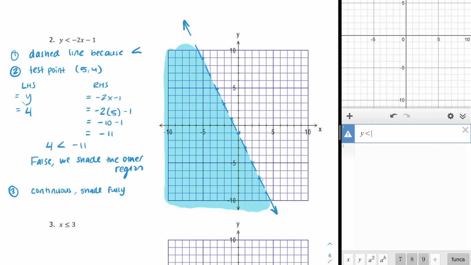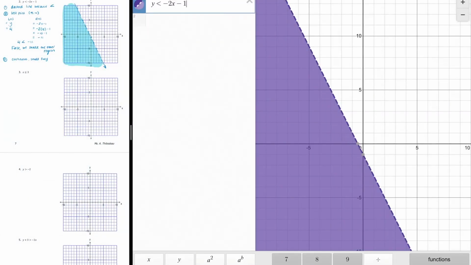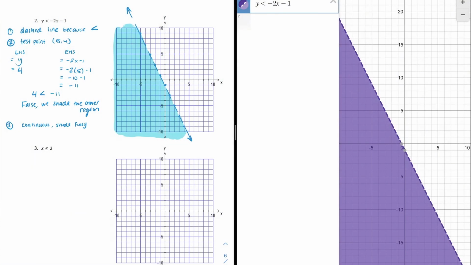We could still check our answer on Desmos as well to ensure that we're not crazy and we know exactly what we're doing here. And here we have it, if I just kind of zoom out here. We end up with the same coordinate points for our intercepts, right? Our y-intercept is -1, just as we graphed. Both of these lines are dashed, and our bottom left-hand side is shaded. Our side that does not include the test point 5, 4 that we would have chosen. Okay?